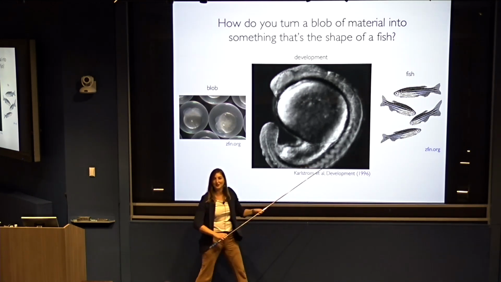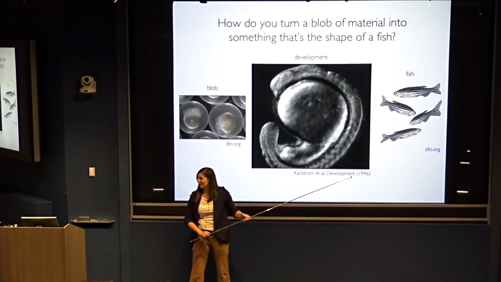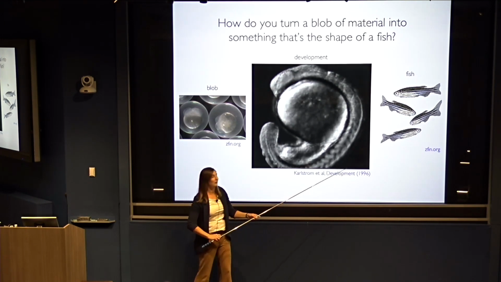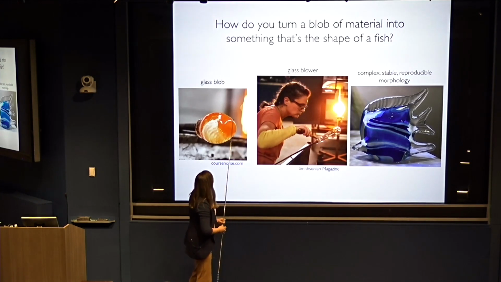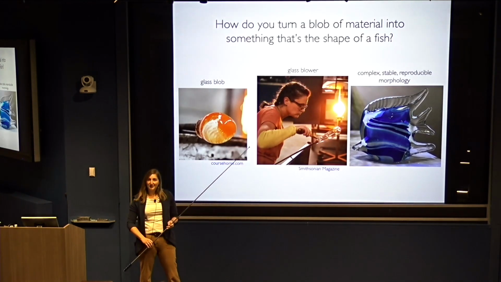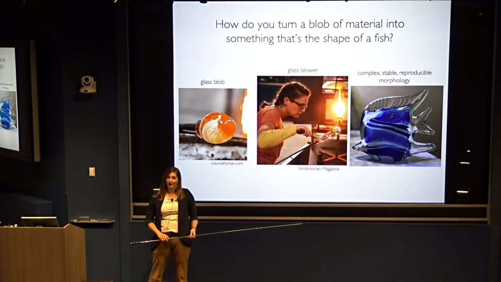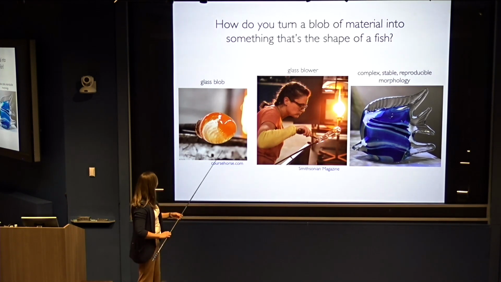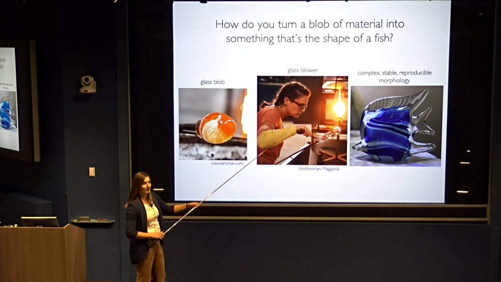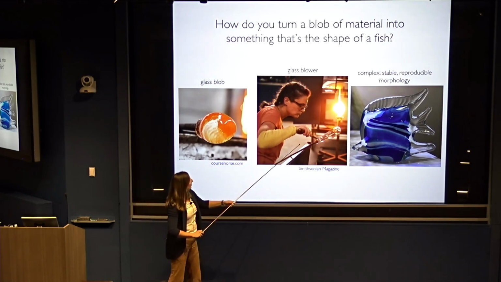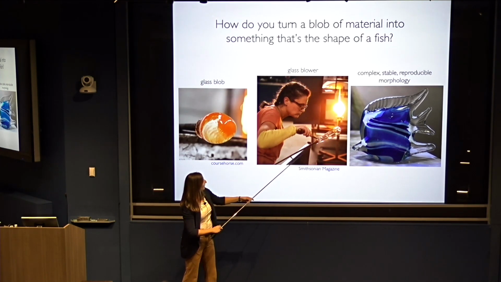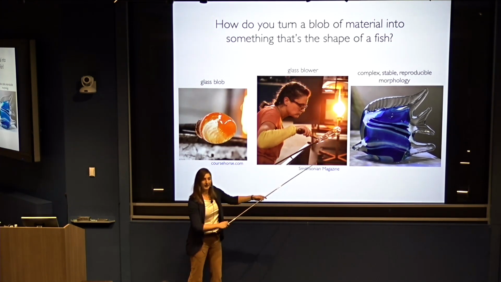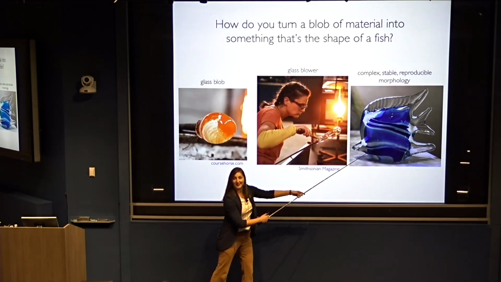Great. And there's many things you might want to know about that process, but one thing you might want to know is how does it get that shape, okay? And we actually have an answer for this in a different context. So if I imagine having a glass blob, and I have a very skilled glass blower, well, that person uses a mixture of tools that apply forces and heat in order to generate something that really is the shape of a fish, right?